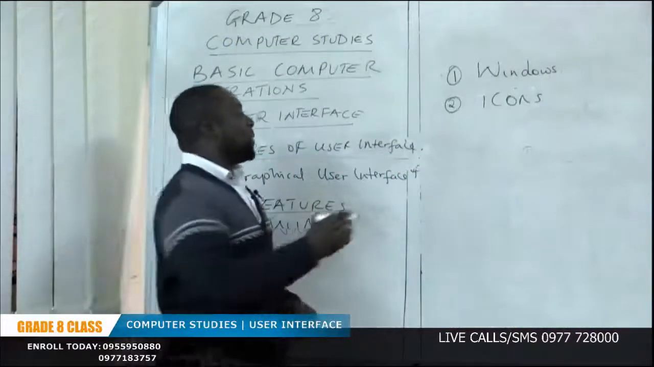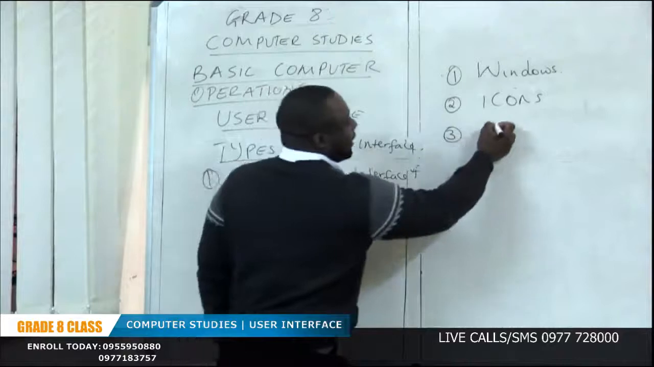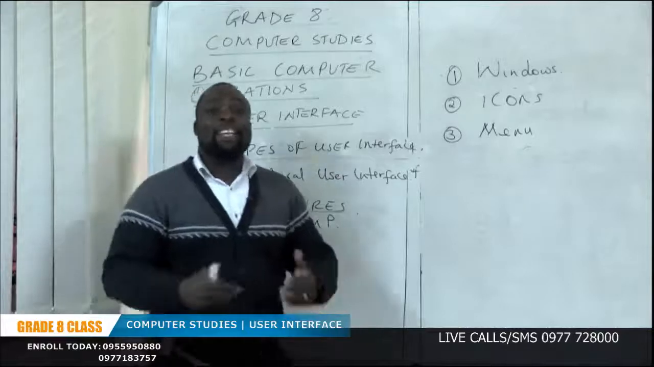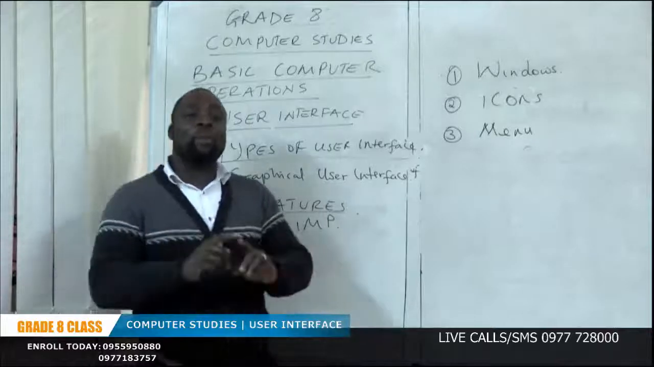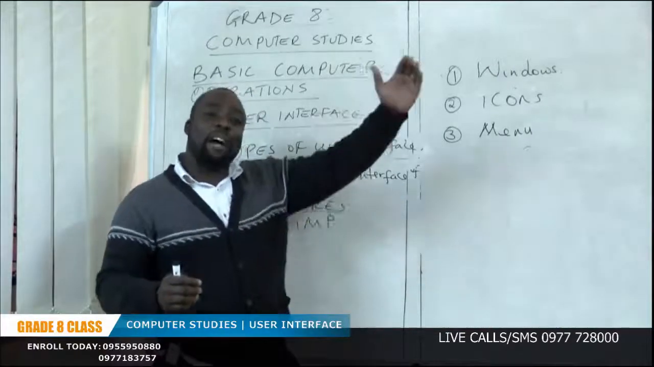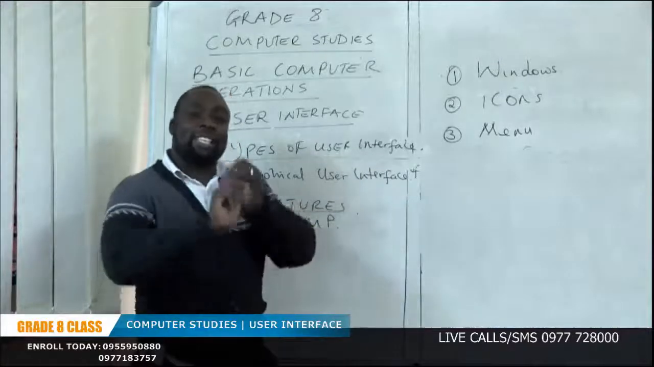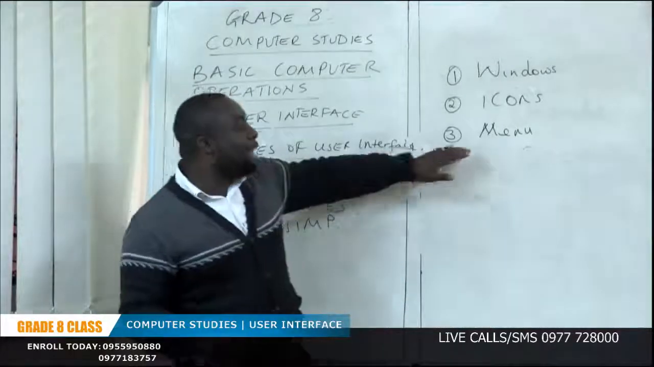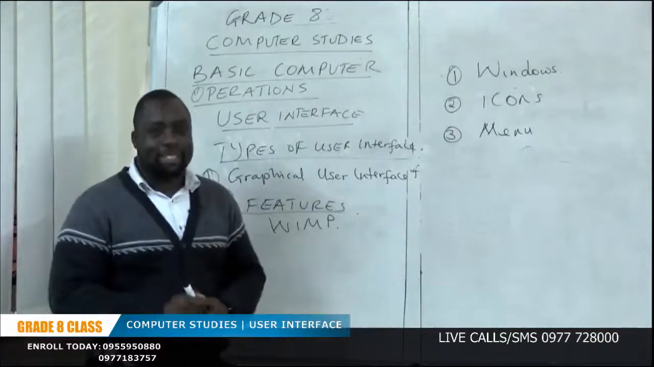Are we together? Good. Then the third one is menu. What is a menu? A menu is basically a set of drop-down items that you can select from. For example, if you open a window, on top of the window you find File. When you click on File, you will see a drop-down menu with items such as Save, Open, or sometimes Save As. So a menu is one of the features of a graphical user interface.